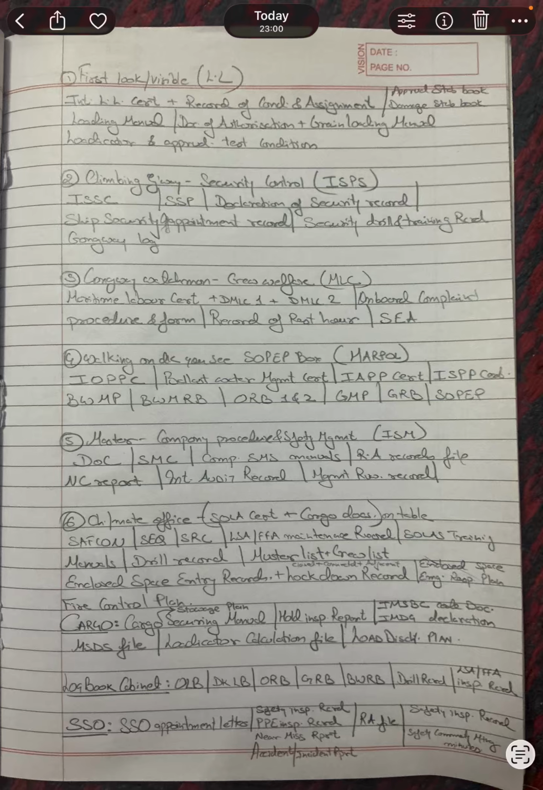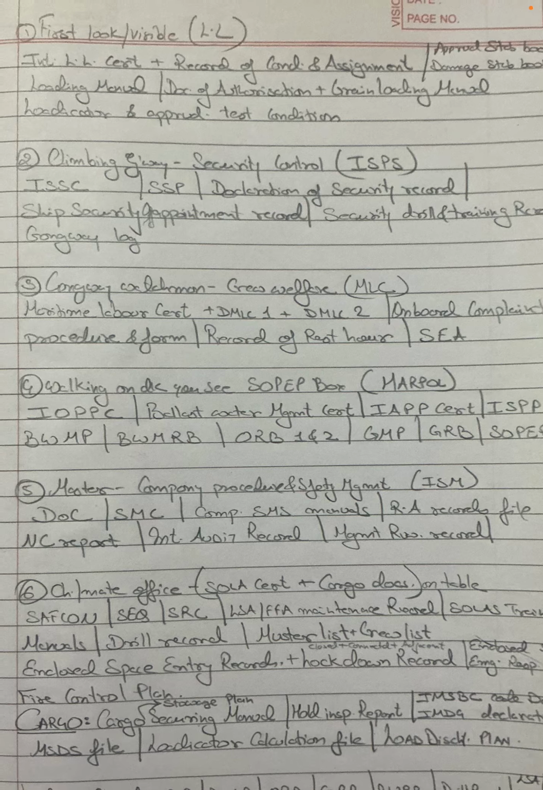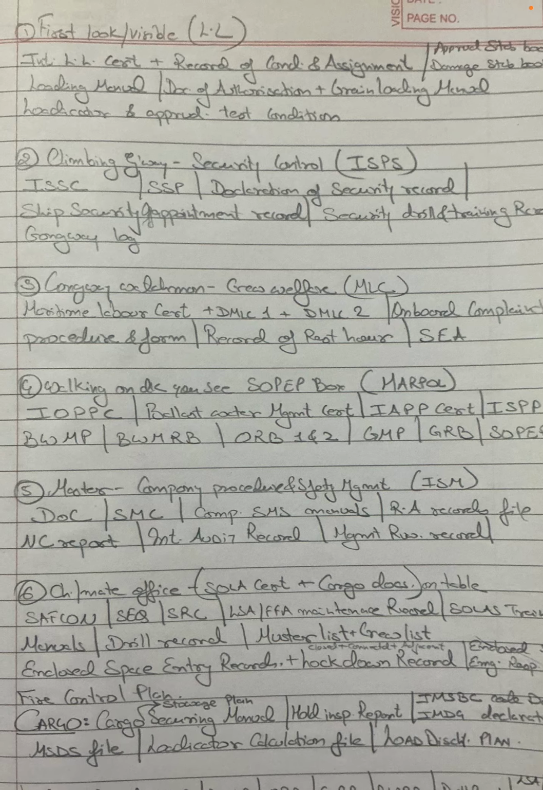Now, associated with the load line: international load line certificate, record of condition and assignment, approved stability booklet, damage stability booklet, loading manual, document of authorization for carriage of grain, grain loading manual, load indicator, and its approved test conditions. Okay, then afterwards you are climbing up the gangway.